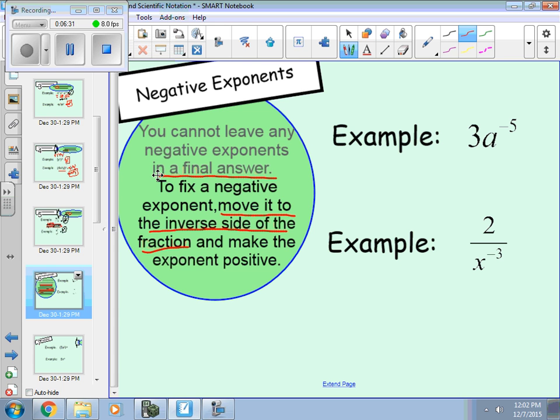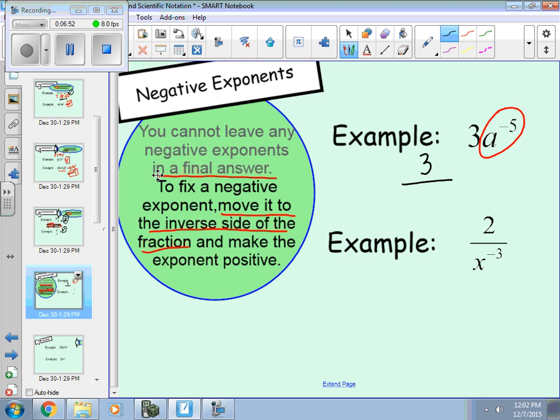3a to the negative 5th power. The negative 5 goes with the a. Okay, so we want to move that to the other side of the fraction. Right now, this is not a fraction. So what we're going to do is make it into one. Okay, the 3 doesn't have a negative exponent. So we're going to leave the 3 on the top.